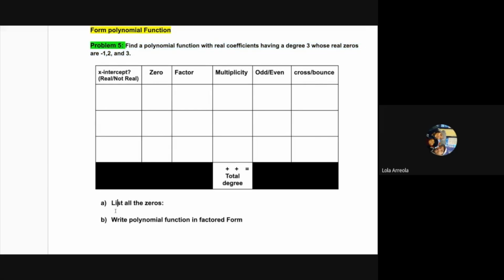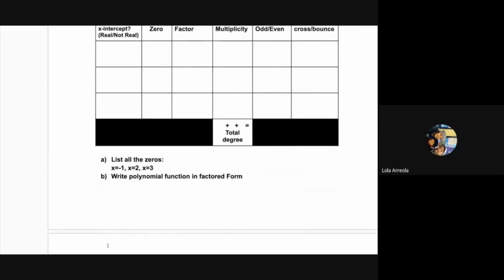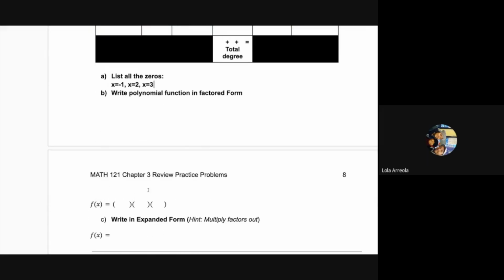So if I were to list the zeros, I'd say, okay, the zeros are x equals negative 1, x equals 2, and x equals 3, just like how I see them. How would I write the factors? Well, I would copy down the factors I have. So x plus 1, then I have x minus 2, and then I have x minus 3.